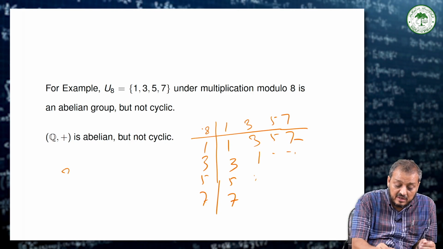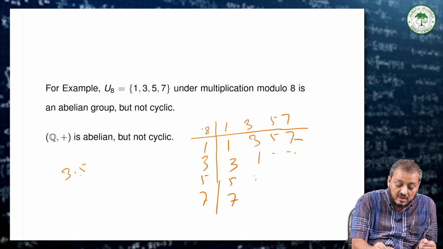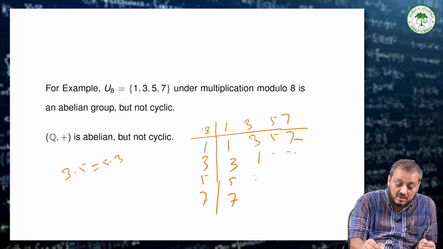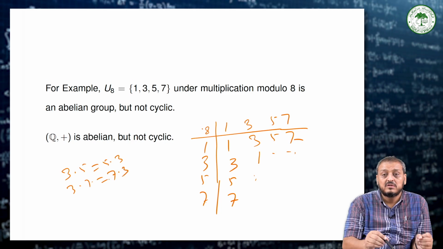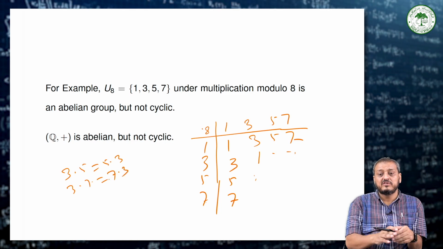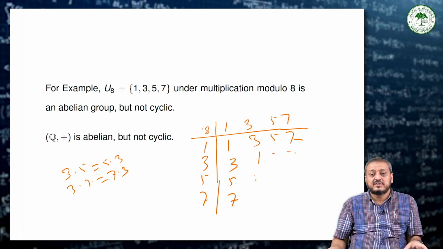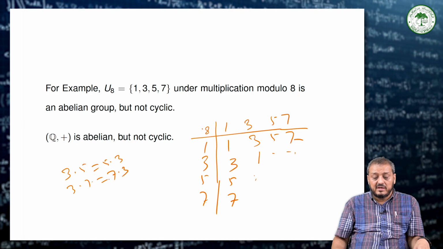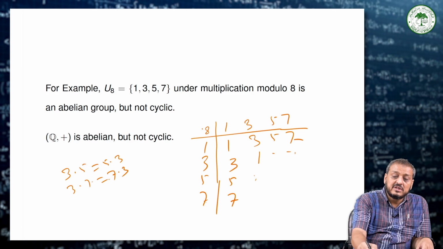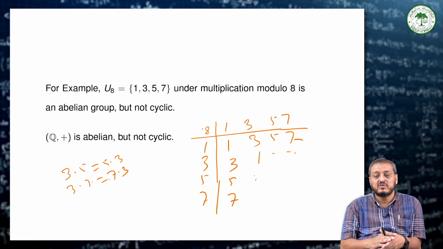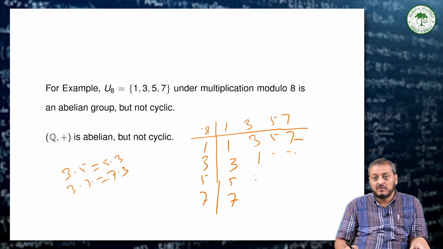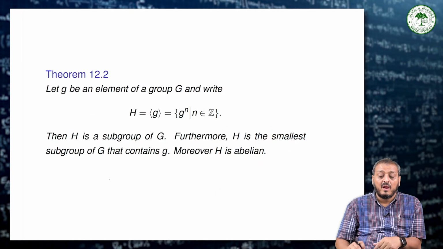So this is clearly an abelian group. If we take 3 times 5, it is the same as 5 times 3, and 3 times 7 is the same as 7 times 3. So any two elements taken commute, which means it is abelian, but clearly this is not a cyclic group. We cannot find any element in U8 which generates the whole group.